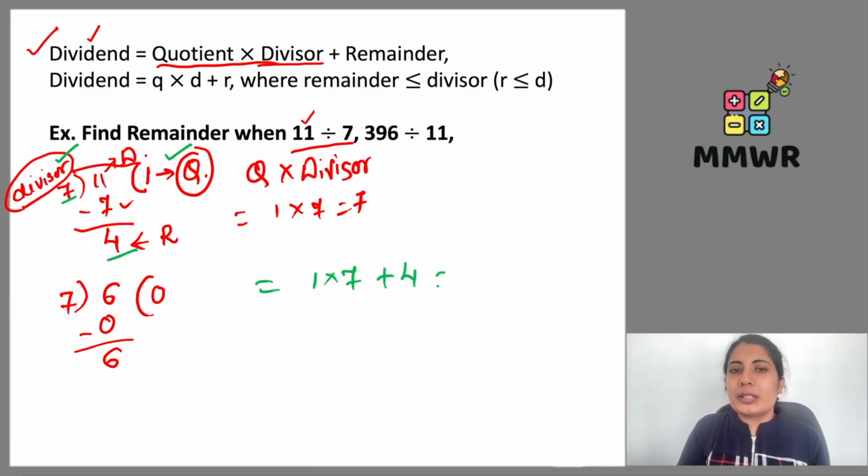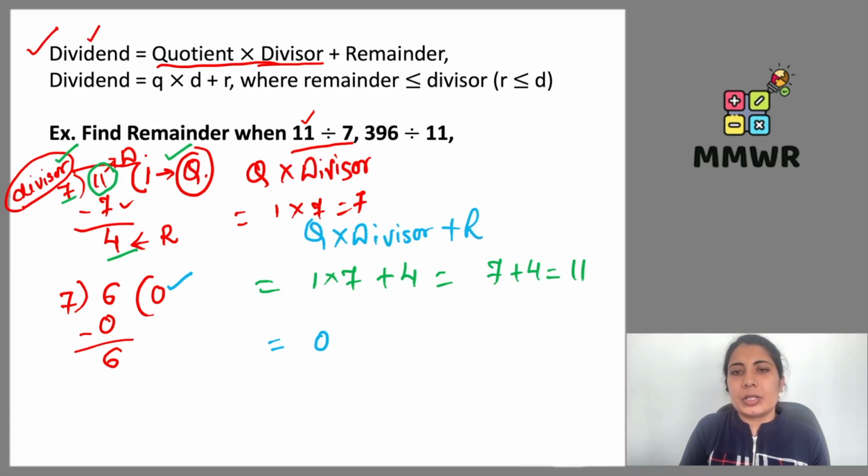After substituting all the values, 1 into 7, 7 ones are 7, plus 4 gives me 11 here, which is the value of the dividend. Similarly, we can substitute the value for the quotient here also: quotient multiplied by divisor plus remainder. So multiplied with divisor here I have 7 and remainder here I have 6, right? 7 into 0, 7 zeros are 0, plus 6 will be 6. So I got the dividend here, 6.